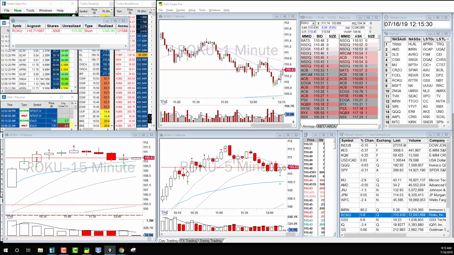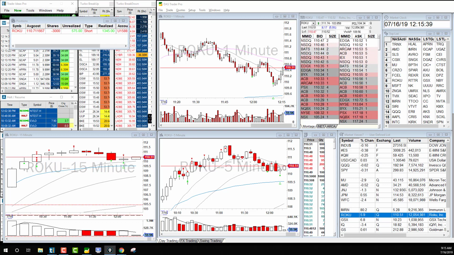But now my stop loss is at the break-even point. So my stop loss would be at break-even. I'm not really going to go negative on this stock. So if it goes above this, I'm going to get stopped out.